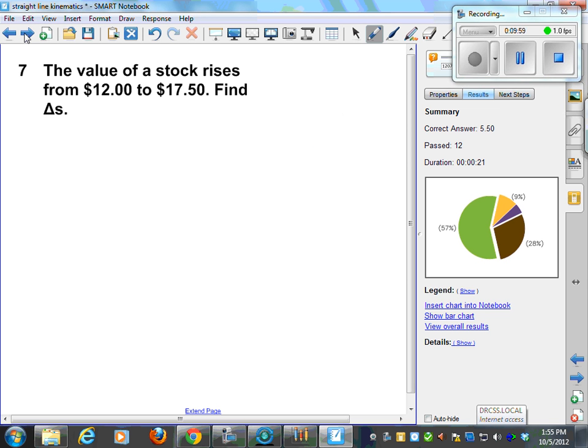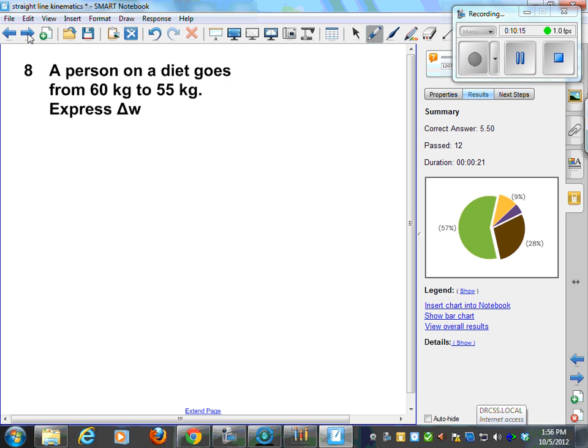Okay. I got this one wrong. Now the only reason that most people get this one wrong is because it's actually 12.50 to 17.50. It's really plus 5.50, I think, right? It's okay, it's alright, don't freak out. If you lose weight, this is going to be minus 5 kilos, right?